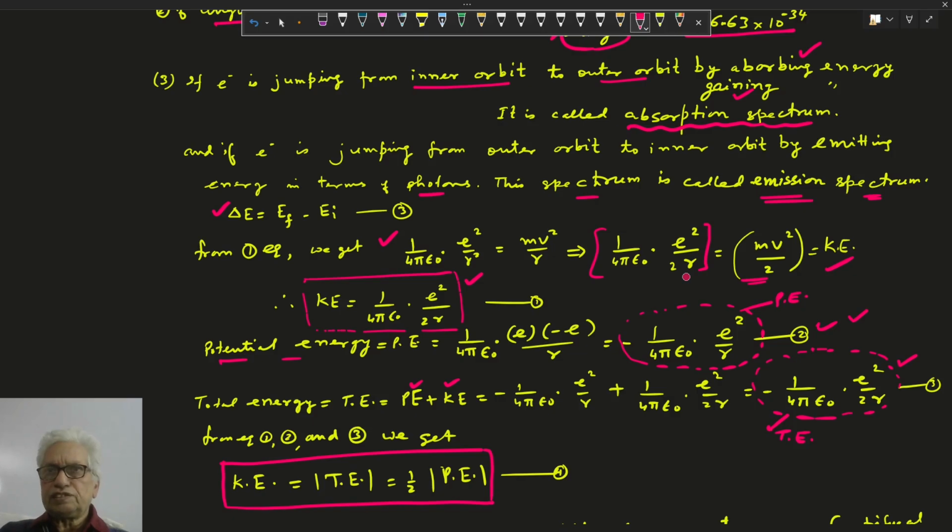From these three equations, we say here kinetic energy is positive, while total energy and potential energy are negative. So we are taking the magnitude. The numerical value of kinetic energy and total energy is the same. It is half of the potential energy in magnitude only, because total energy and potential energy are negative.